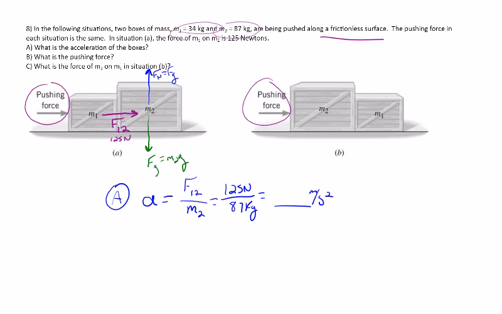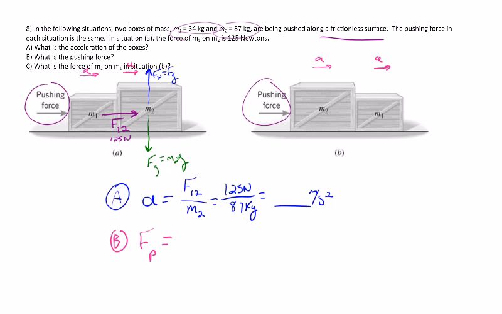Here's the cool part: the acceleration of box number 2 is the same as the acceleration of box number 1. So this accelerates at the same rate as this one, and in this situation the acceleration of these boxes would be the same. Now if I work my way back to part B of this problem, I'm trying to figure out the pushing force. I'm going to call it FP.